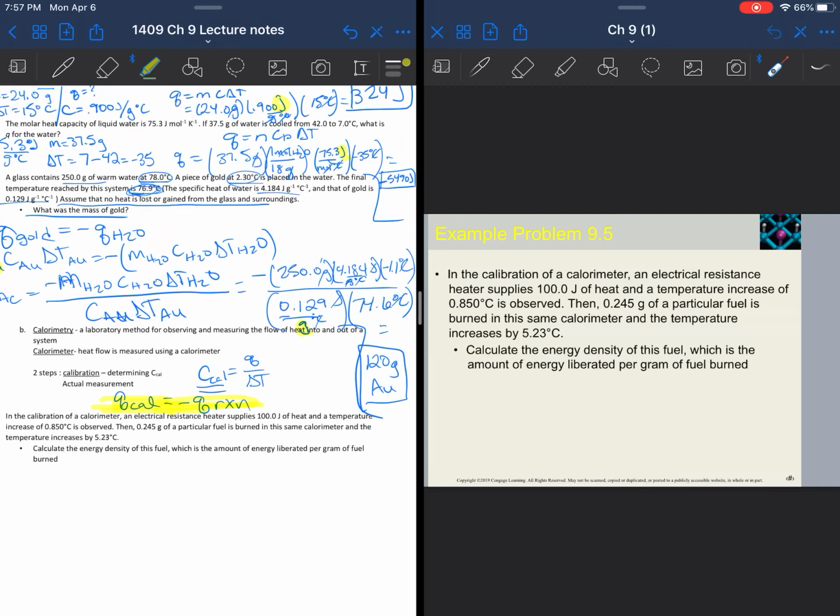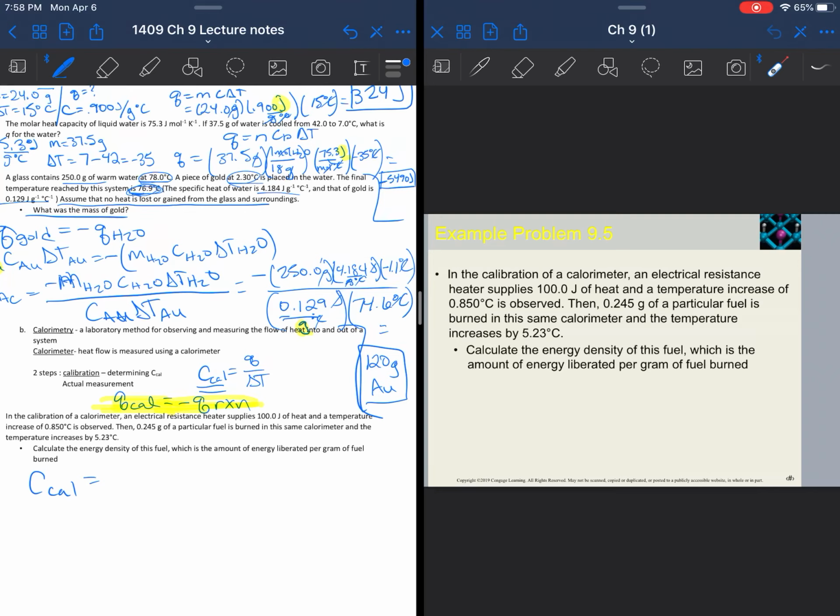All right, so let's take that knowledge and let's move on to this last practice problem. We have a calorimeter with an electrical resistance heater, so this is a heater where we can control exactly how much heat is given off, right? So now Q is known and it's constant. And we can measure the temperature that the calorimeter increases. In this case, it's 8.5 degrees C. After we do that, we can burn our fuel.